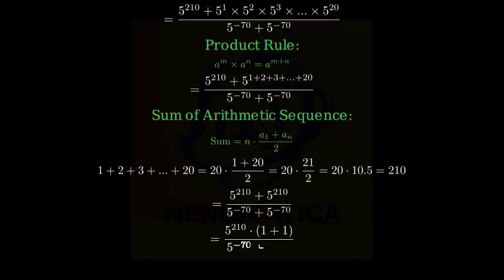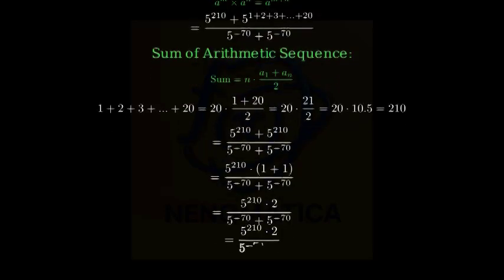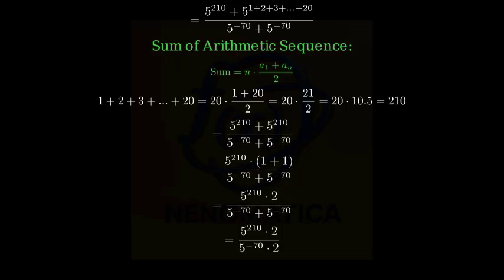Looking at our expression now, we have 5 to the power of 210 plus 5 to the power of 210 in the numerator. We can factor out 5 to the power of 210. This gives us 5 to the power of 210 times 1 plus 1, which equals 5 to the power of 210 times 2. Now, let's look at the denominator. We have 5 to the power of negative 70 plus 5 to the power of negative 70. This is 2 times 5 to the power of negative 70.